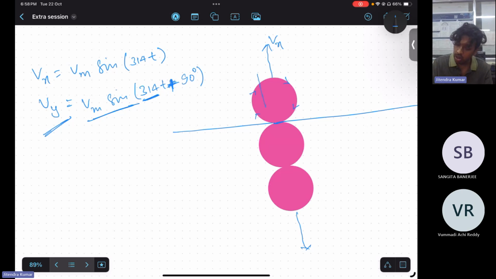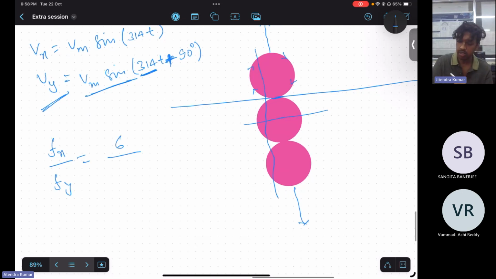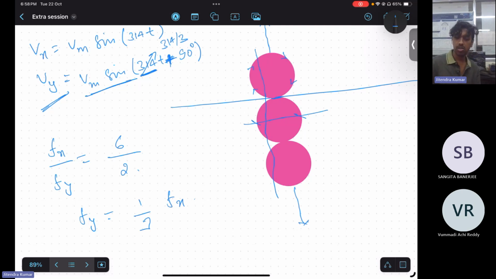So now you have to draw tangencies here, right? Fx and Fy. So Fx by Fy will be how much? Vertical tangencies are 6, horizontal are 3. Sorry, horizontal is 2, only 2 tangencies are there. So Fy will be 1 by 3 of the Fx. So this frequency will be 314 by 3. So frequency will change here.